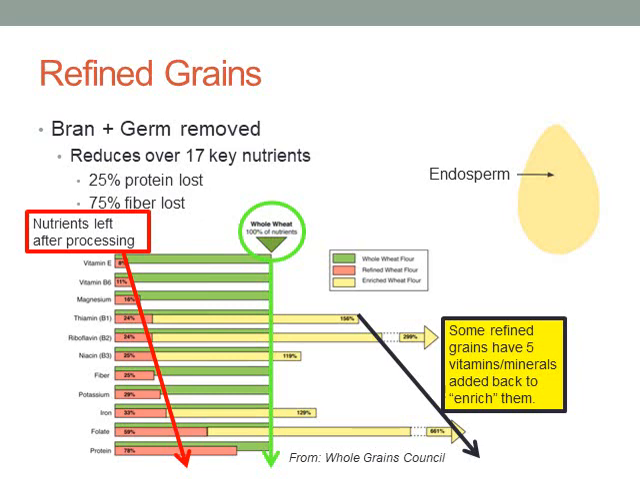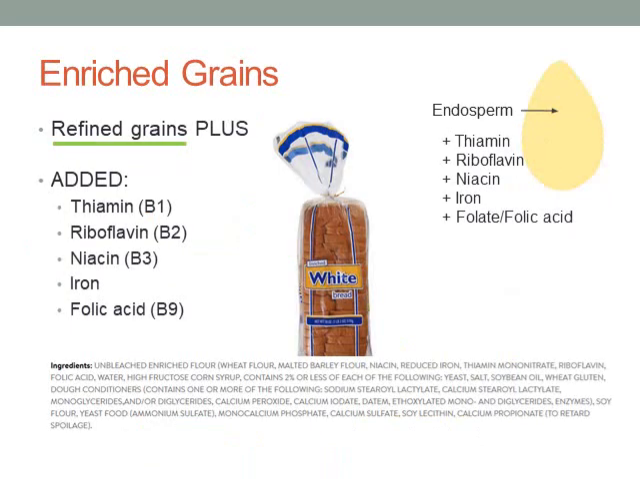Some companies add back 5 of the vitamins and minerals that were lost during processing to enrich them. This is shown by the yellow bars. When you see the word enriched, 5 vitamins and minerals have been added: thiamine, or vitamin B1, riboflavin, or vitamin B2, niacin, or vitamin B3, iron, and folic acid, or vitamin B9.